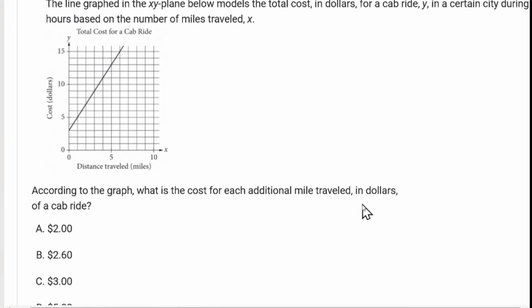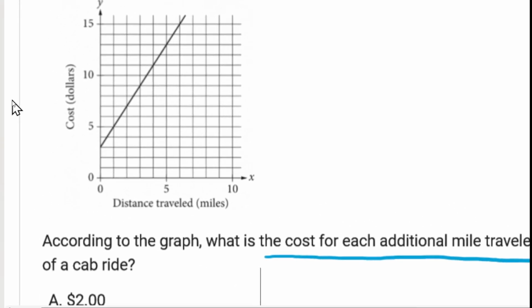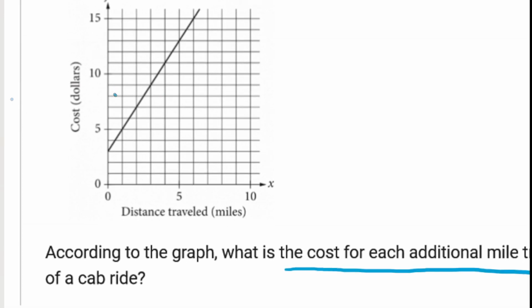We have another graph of a linear equation. In this case, the question says, what is the cost for each additional mile traveled in dollars of a cab ride? So let's look at the graph a little bit more carefully. Perhaps we can zoom in on it. We can select 2 key points. That would help us understand this. So let's look at this point right here. That's a nice lattice point.